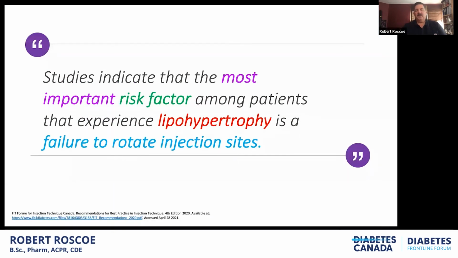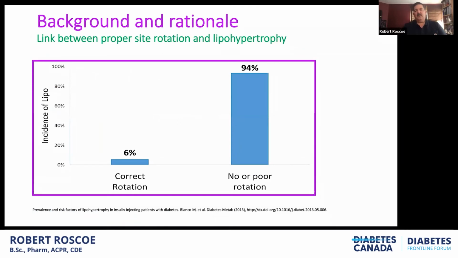So the bottom line here is that studies indicate the most important risk factor for patients that experience lipohypertrophy is simply a failure to rotate their sites. And this is borne out by this particular trial that looked at people that rotated correctly: only 6% actually had lipohypertrophy. And in patients that had no or poor rotation habits, almost 95% of them had some degree of lipohypertrophy.